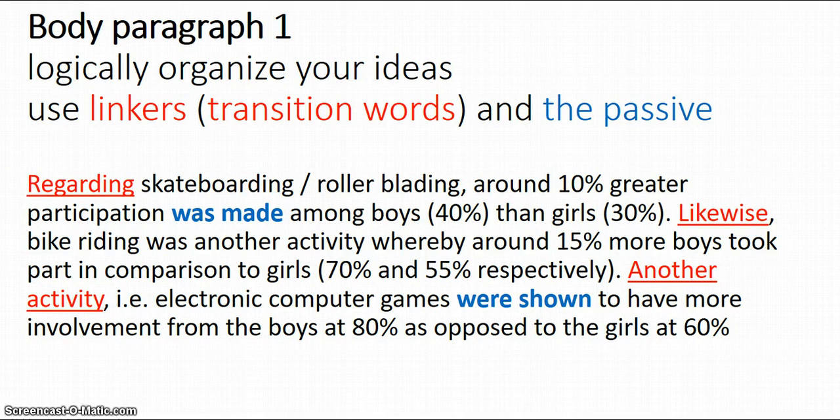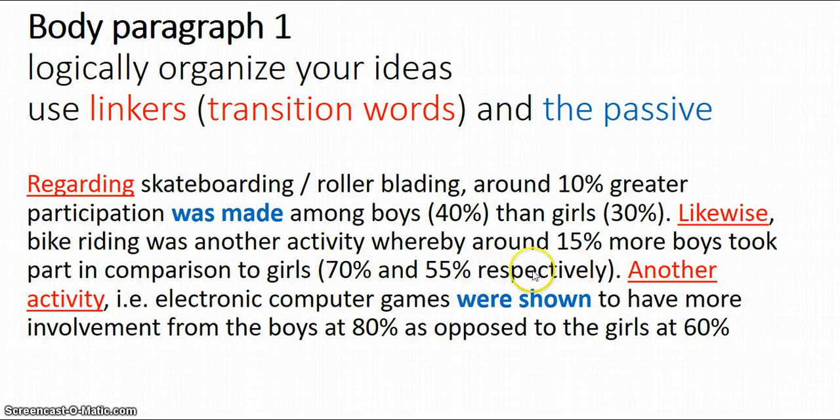Regarding skateboarding, rollerblading, around 10% greater participation was made among boys at 40% than girls at 30%. Likewise, in other words also, bike riding was another activity whereby around 15% more boys took part in comparison to girls. So here I've written down a comparison where boys had 10% more participation in this activity than girls, and I've used the passive. Likewise, so we're writing another comparison where the boys did more than the girls. Bike riding was another activity whereby around 15% more boys took part in comparison to, compared to, girls. And I've written down what the figures were.